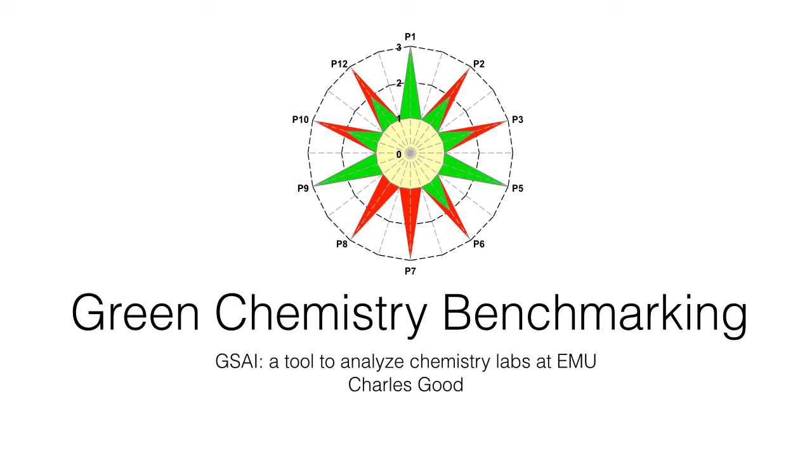So I'm going to talk about a tool that I've modified to provide information about how green a chemistry lab is, specifically give a number to that lab. And I've been interested in how green our chemistry labs are at EMU, given our focus on sustainability. And so in that light, this tool gives information about minimizing use and generation of hazardous substances, the definition of green chemistry. So I want to talk a little bit about why I've been interested in doing this.